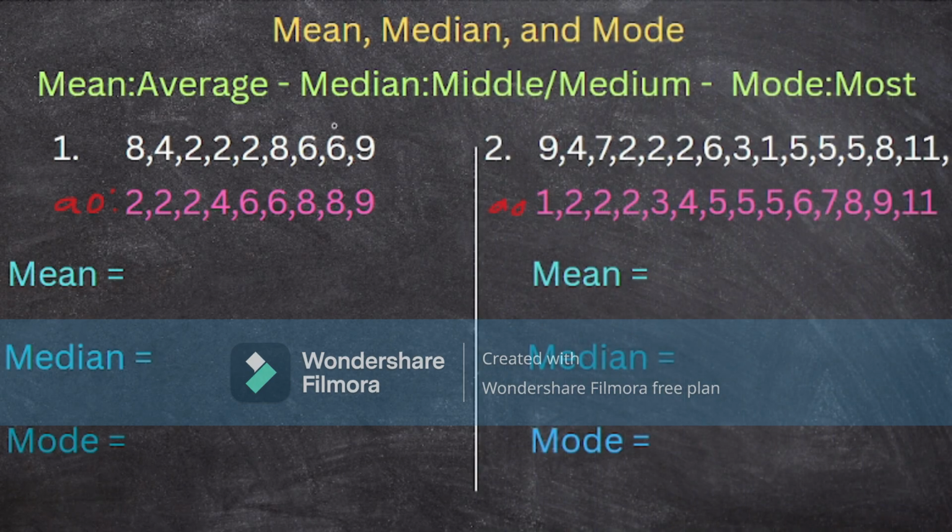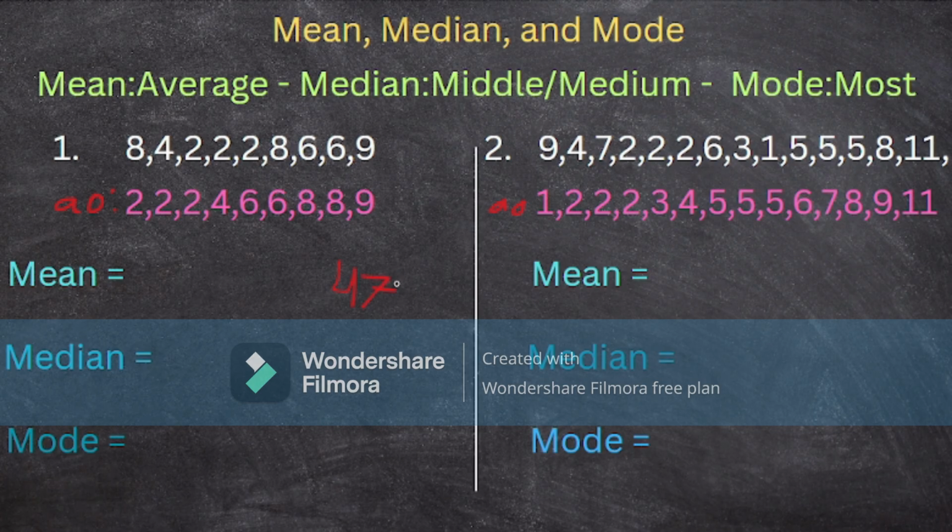So look at example 1. Now, I already put the numbers in ascending order. So add them together first. 2 plus 2 is 4. 4 plus 2 is 6. 6 plus 4 is 10. 10 plus 6, 16. 16 plus 6, 22. 22 plus 8, 30. 30 plus 8 is 38.